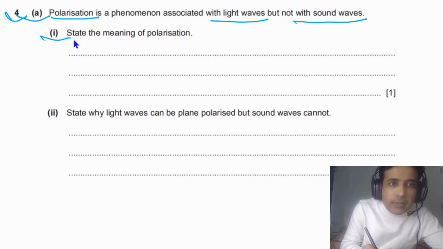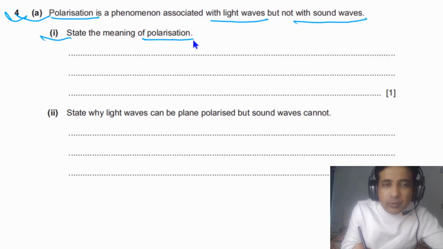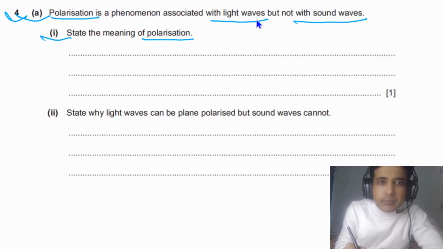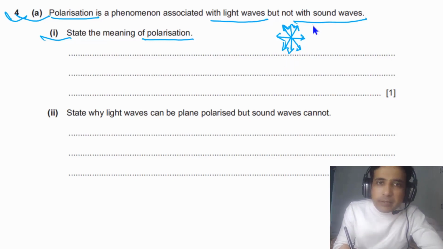For part A1, we need to state the meaning of polarization. In order to understand polarization, simply we can imagine unpolarized light. In this case, electric field can oscillate in all possible directions. So these are possible directions. If we pass this unpolarized light through a vertical polarizer, we will get vertically polarized light.